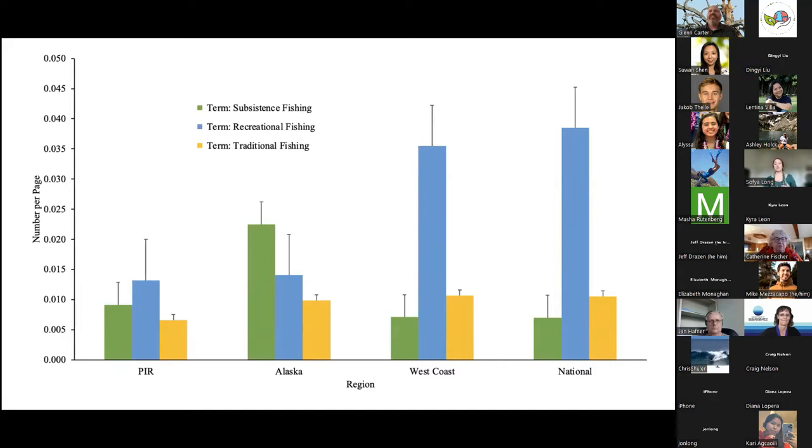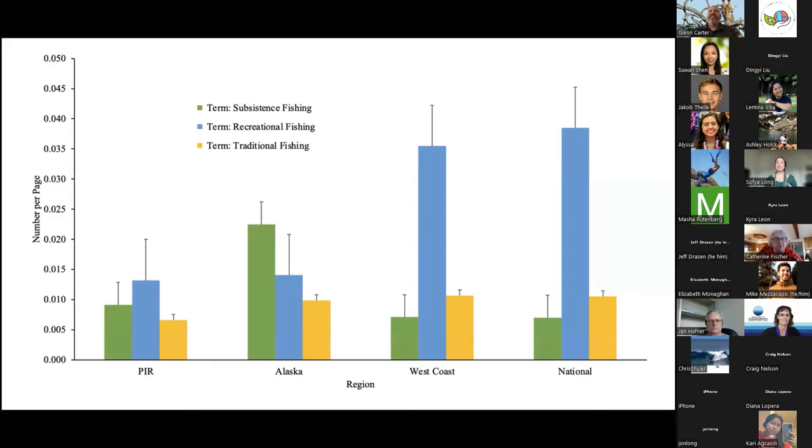The West Coast and National have very similar distributions, and I think that largely has to do with the reality that there is a historical lack of inclusion within this region in federal policy. Back hundreds of years when policy was first being written, the indigenous perspectives and Native American perspectives were not really incorporated into the language and the social element that comes with fishing. So I think that language is still kind of incorporated into federal policy today.